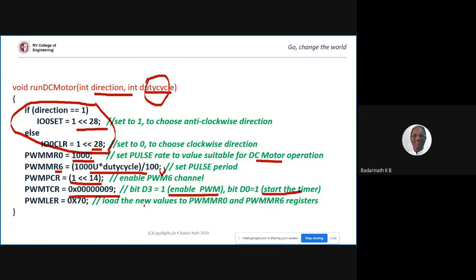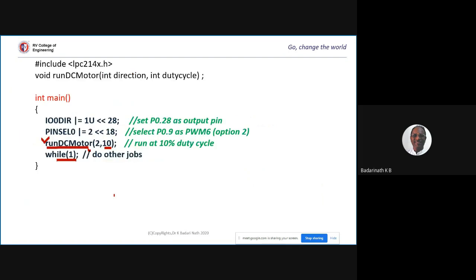So this is the new value. What are the values you're supposed to load into PWM6? Since it is PWM6, this corresponding bit is set to copy the data from the shadow register to the corresponding MR6 register. So now, the moment I call this function, the motor runs at a particular speed, in a particular direction.